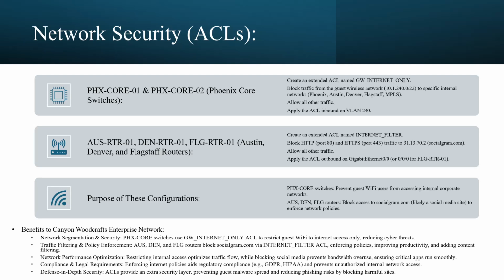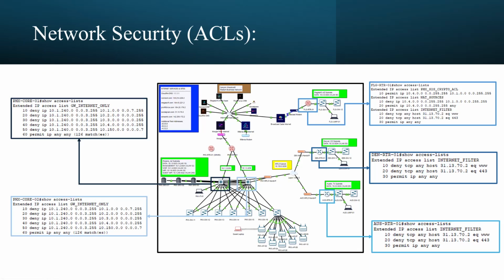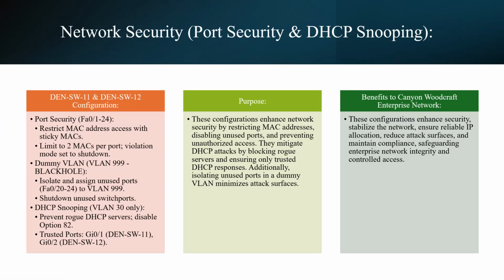And these configurations benefited Canyon Woodcraft by improving network segmentation and security, ensuring guests can only access the internet while keeping internal systems protected. Traffic filtering and policy enforcement prevent social media distractions, enhancing productivity. And on the screen is a diagram in Cisco Packet Tracer of Canyon Woodcraft's network topology following the ACL implementation, and on the sides, the results of each of the devices' access lists now.